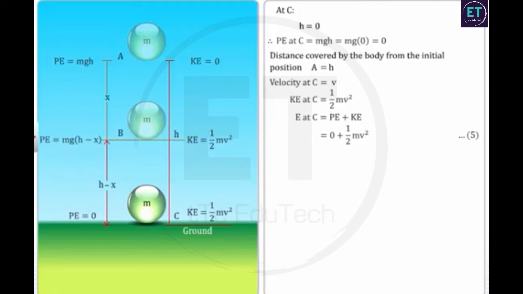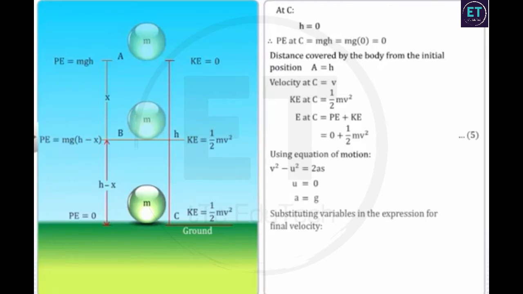To get the final velocity of the body at B, you need to apply the equation of motion related to displacement, initial velocity, final velocity, and acceleration. Here, the initial velocity u is 0 at A. The acceleration of a free-falling body is only due to gravity. By substituting the corresponding variables in the expression for final velocity and simplifying, you get the square of the final velocity of the body at B as 2gh. Let this be equation 6.